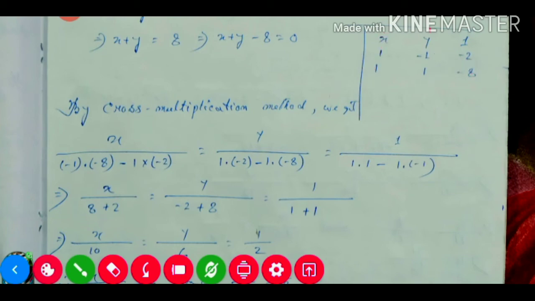The y column we will omit, and down 1 top 1: down it is 1 and top is minus 2, so 1 into minus 2, then top 1 into down 1, so 1 into minus 8, in between minus sign. The 1 column we will omit, so top 1 down 1, so 1 into 1, then down 1 into top 1, it's minus 1, so 1 into minus 1.